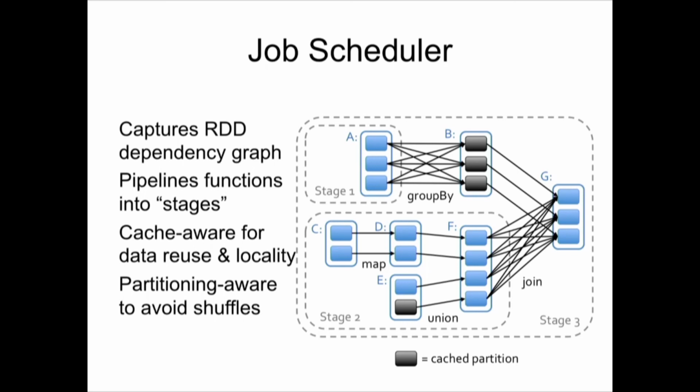And when it's doing this unrolling, it can put stages together. It can optimize them so that it runs as few tasks as possible, because each task has some fixed overhead. And this functionality is called pipelining functions into stages.